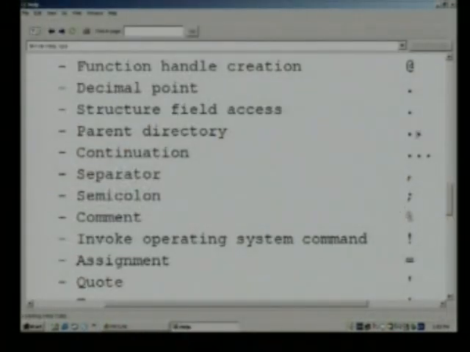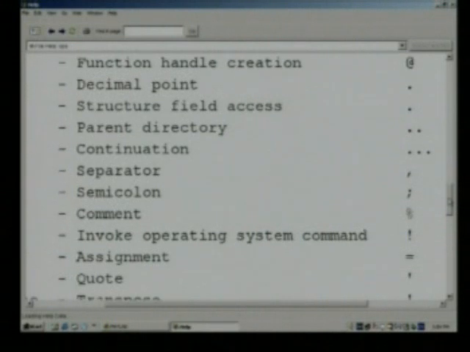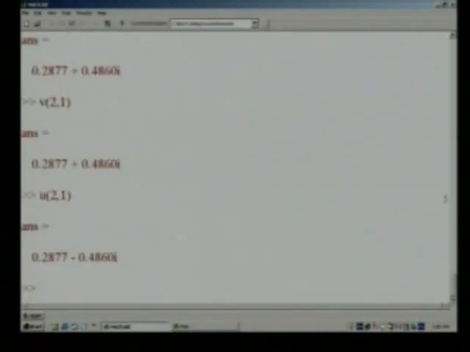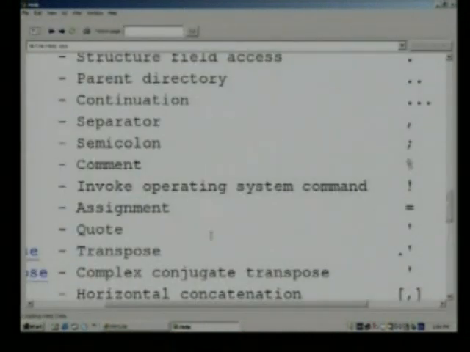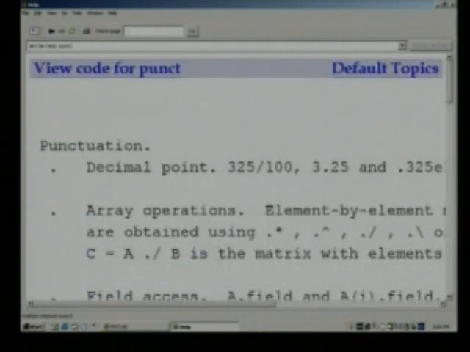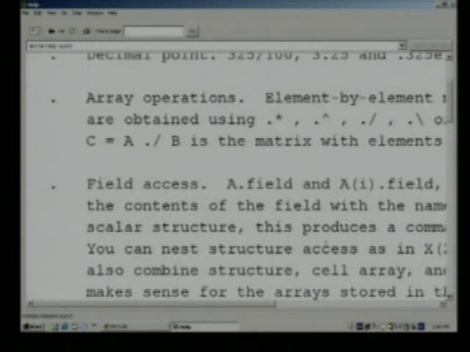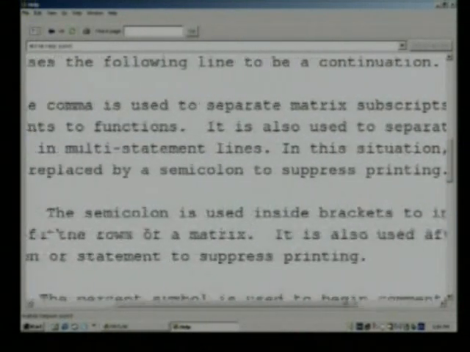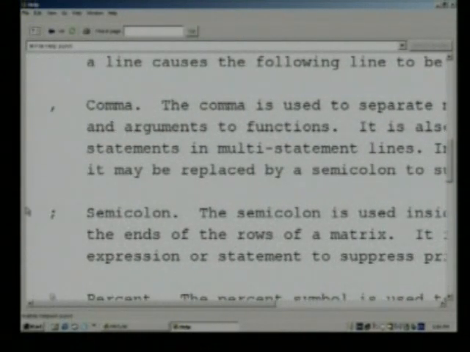Then dot dot, as you know, is just the parent directory. That means, as in the ordinary operating system, cd dot dot will go back to the previous directory. Semicolon has two uses. As you can see here, if you know semicolon punctuation, there are two uses of semicolon. One is used to start a next row, and semicolon is also used to suppress the echo.